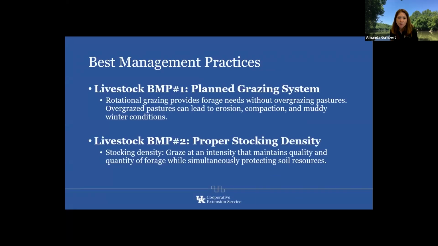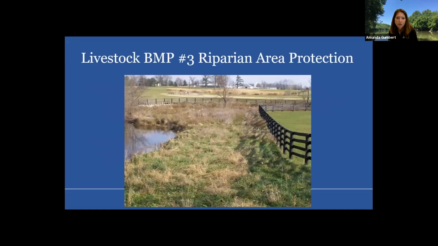Also included in these BMPs are livestock best management practices. So things like a planned grazing system, and that's just rotational grazing, and then not overgrazing pastures. Those are things that make really good sense for production and for herd health, but they also can protect water quality because you avoid erosion and compaction issues, and just overall have a better, higher quality soil resources.